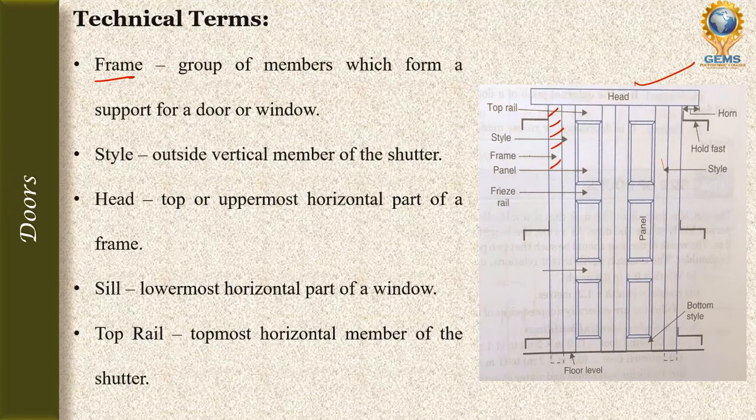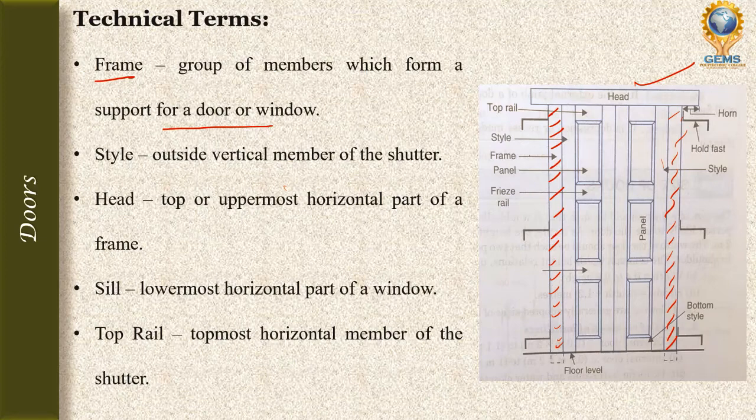How many frames will we have in a door? You will have 2 frames. So a frame is a group of members which forms a support for a door or a window. So it gives the support to the door or a window.